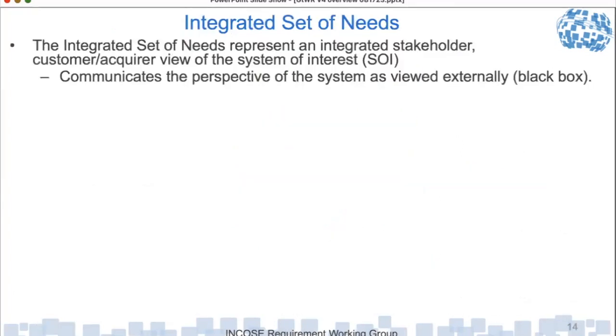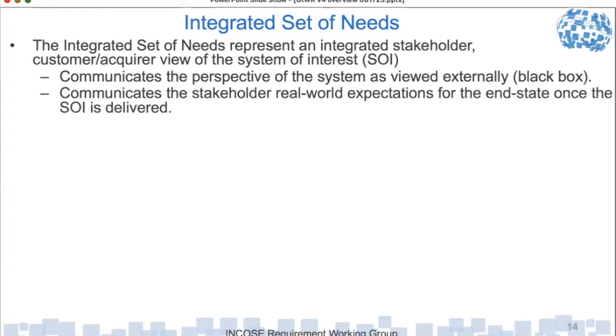The integrated set of needs represents an integrated stakeholder, customer, acquirer view of the system of interest. It communicates the perspective of the system as viewed externally, as a black box. When we have multiple stakeholders, there's going to be multiple perspectives, and there's going to be inconsistencies, and some things may not be feasible. And so that's why we treat those as inputs, and then we do the analysis. And then out of that comes our integrated set of needs, which is well-formed, complete, consistent, feasible. So it communicates the stakeholder real-world expectations for the end state once the system of interest is delivered. And that's really consistent with NPR 7123 for NASA.